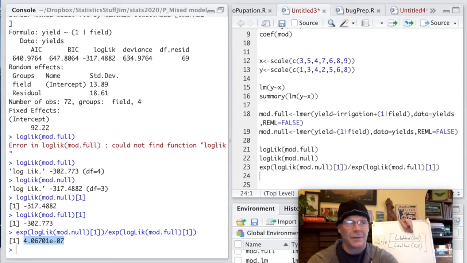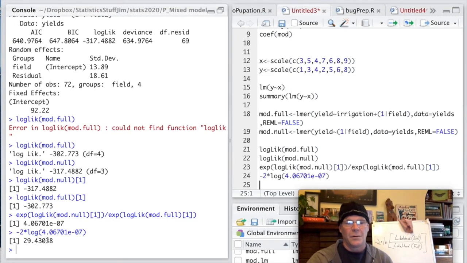And so now if we were to take that value, -2 times the log of that ratio, we get 29.43083.